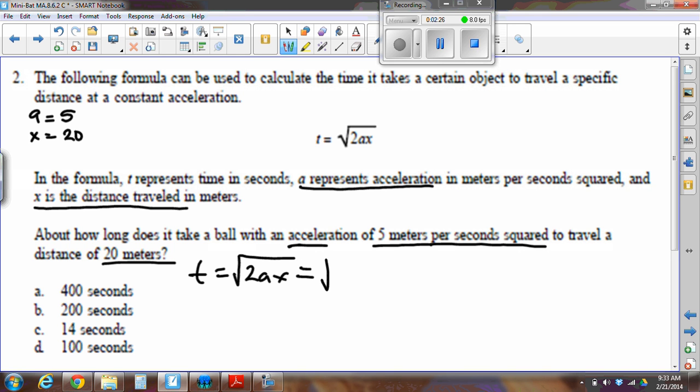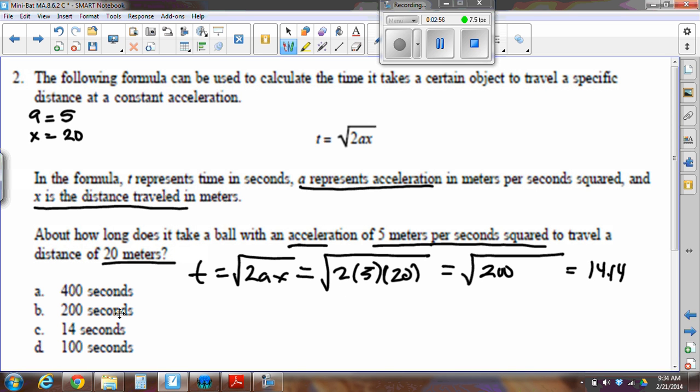So now, when I do step 2, which is to plug in, I'll have 2 times 5 times x, I'm sorry, not x, but 20, because we know that when two numbers are next to each other, they should be multiplied, or two variables are next to each other, they should be multiplied. Let's clean up math. 2 times 5 times 20 is going to be 200, and the square root of 200 is 14.14, and so our answer is C, 14.